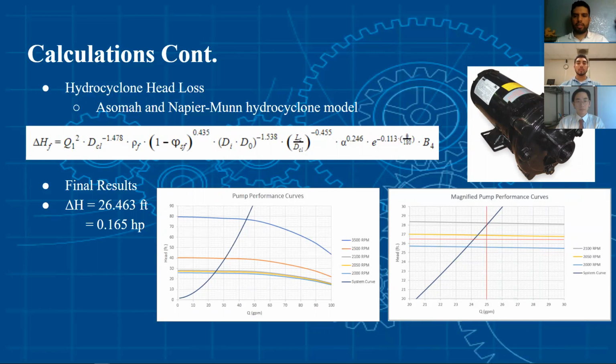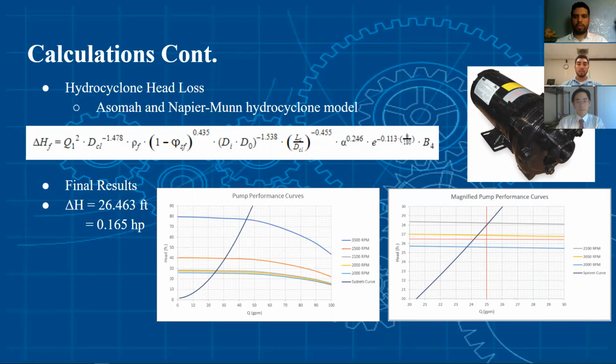Finally, we were able to calculate the amount of head required to be supplied by our pump, which is found to be 26.463 feet. And if we convert this to horsepower, it gives us 0.6165. Selecting a pump that would supply our necessary requirements and also be able to be used in low oil applications was another challenge. Because there's a great price difference between pumps used solely for water or oil, we had to interact with multiple vendors to see if we could use their products.